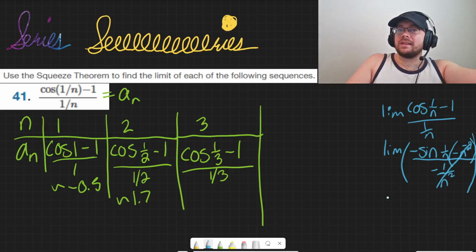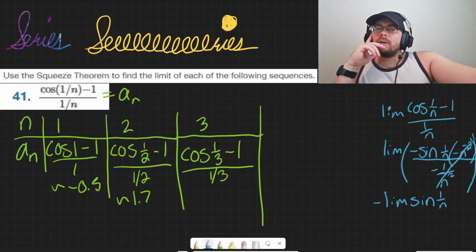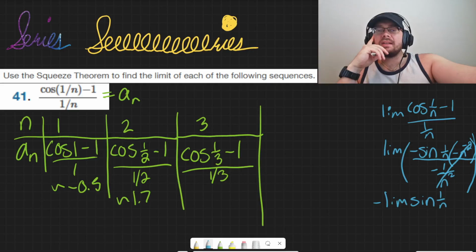Okay, so then this is the limit of, we'll just yoink that negative out. There we go. Negative limit of the sine of 1 over n. And what is that going to be? Is that 0? Because we're going to infinity, right? Sine of 1 over n. Yeah, because n is going to be bigger and bigger and bigger. Sine is a wave. 1 over n would still be wavy, wouldn't it?